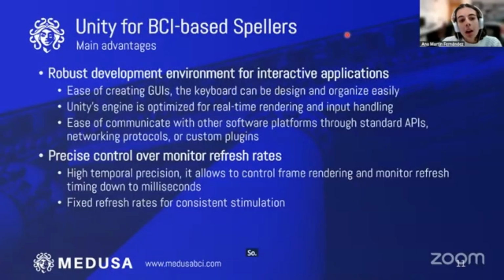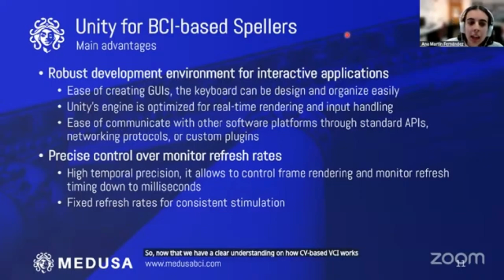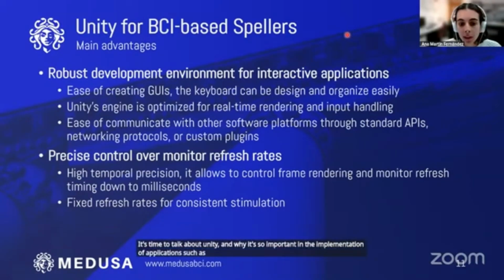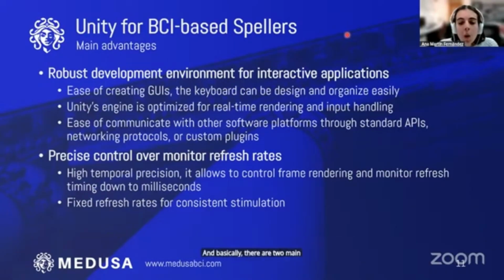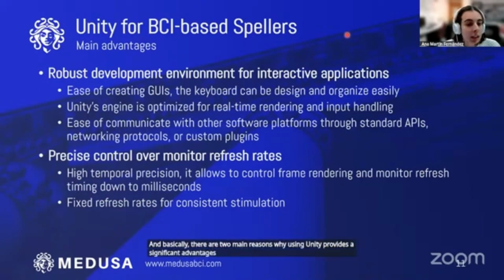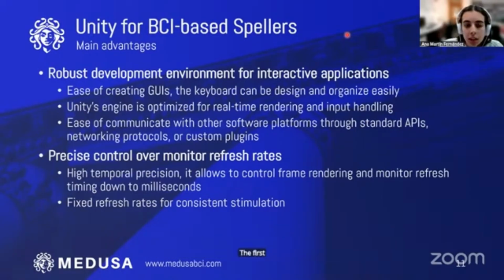So now that we have a clear understanding of how c-VEP-based BCI works, it's time to talk about Unity and why it's so important in the implementation of applications such as the spellers. Basically, there are two main reasons why using Unity provides significant advantages in the development of those applications. The first reason is that Unity is a robust tool for building interactive applications.